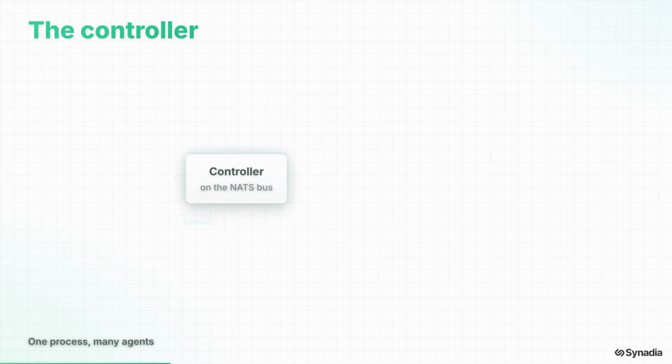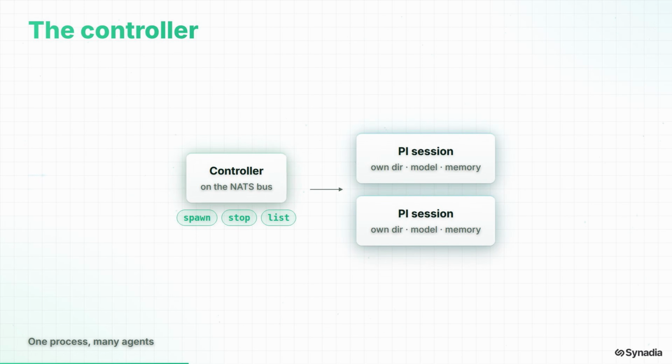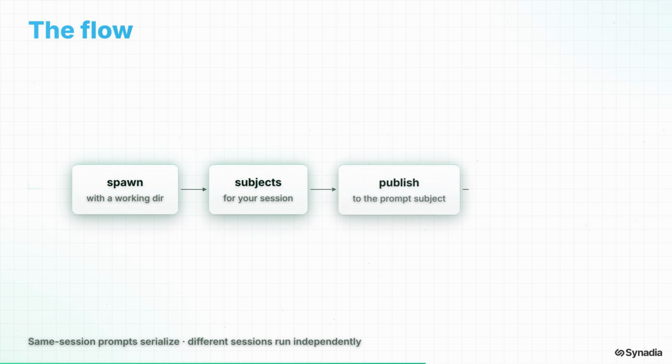When it starts, it puts a controller on the NATS bus with three verbs: spawn, stop, and list. You call spawn with a working directory, and it fires up a new Pi session and registers that session as its own separate agent on the bus. Ask NATS what agents are available, and you see the controller plus every session you've ever spawned, each with its own working directory, model, and conversation memory. One process, many agents.